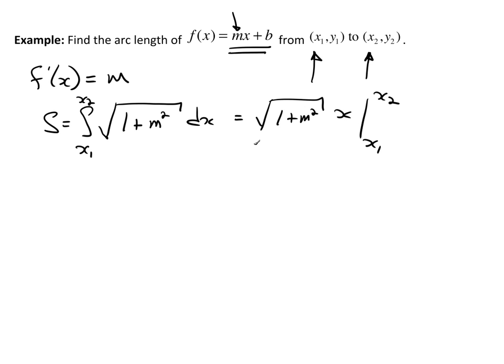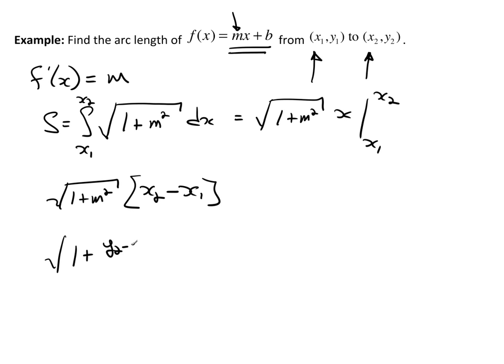So I can evaluate this now. This is going to be the square root of 1 plus m squared. Again, this is just a constant. Times, evaluate x at x2, so it's x2 minus x at x1. Remember, this m is a slope. And by the definition of a slope, I can write this as y2 minus y1 over x2 minus x1, squared. See, that's m times x2 minus x1.